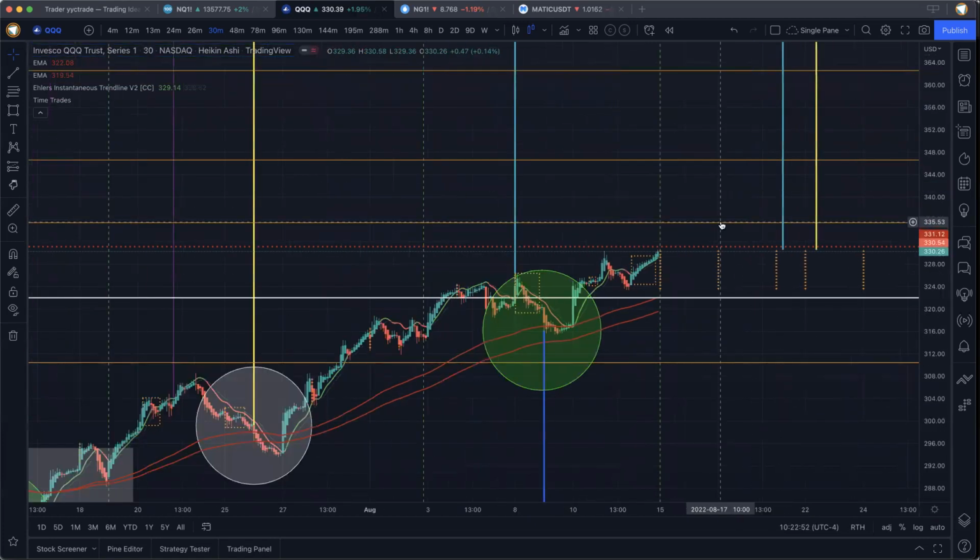We've got a bunch of magic levels up here, and this is where I love to use magic levels, in that they can indicate areas of resistance. We've got the next one at 335, and then after that 346. So we can expect to see price continue to move up.